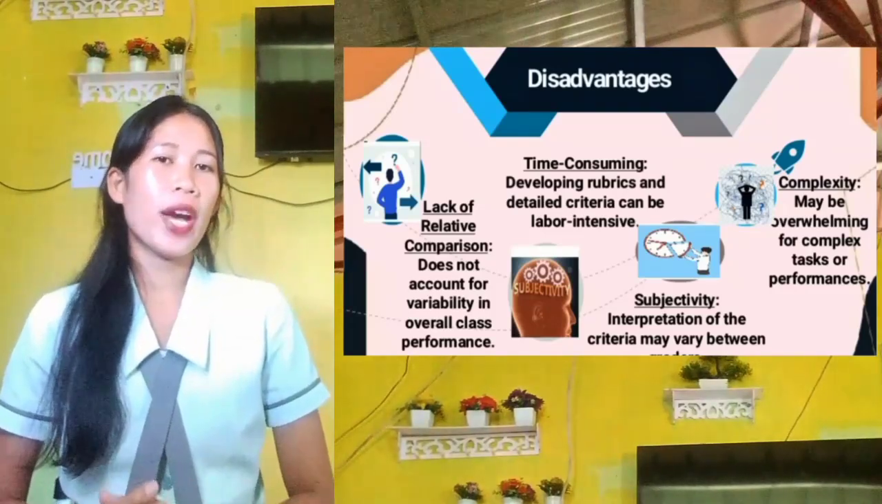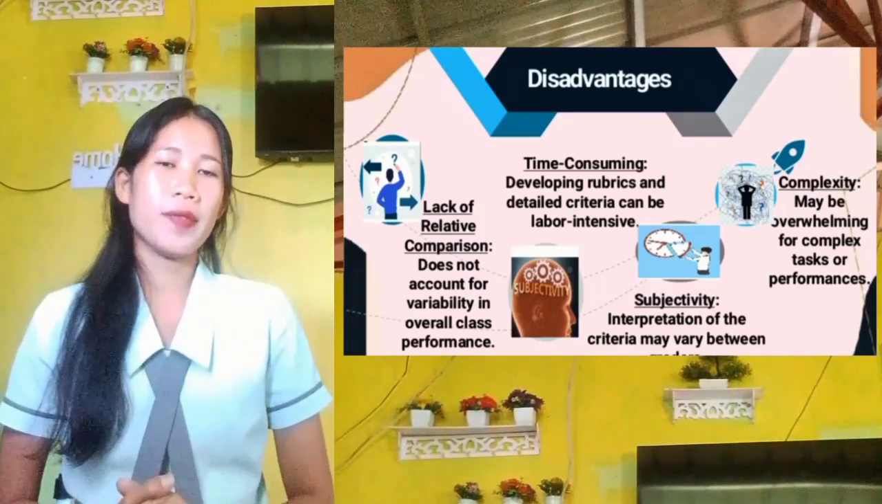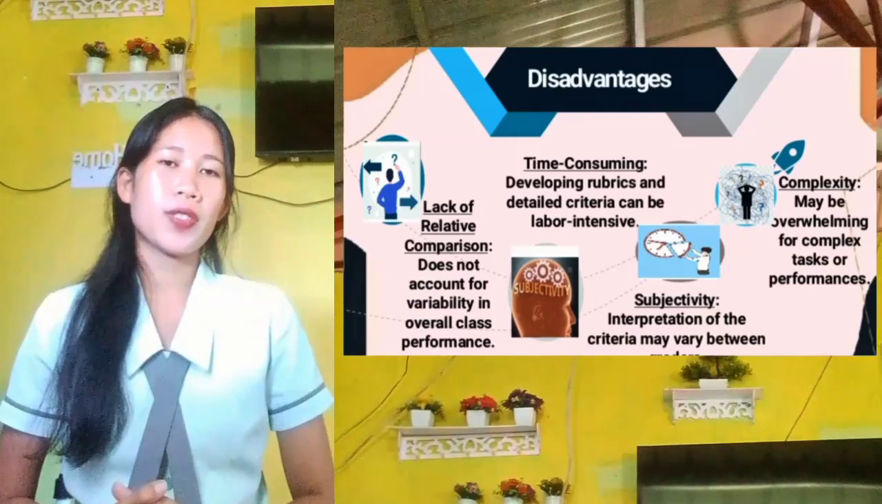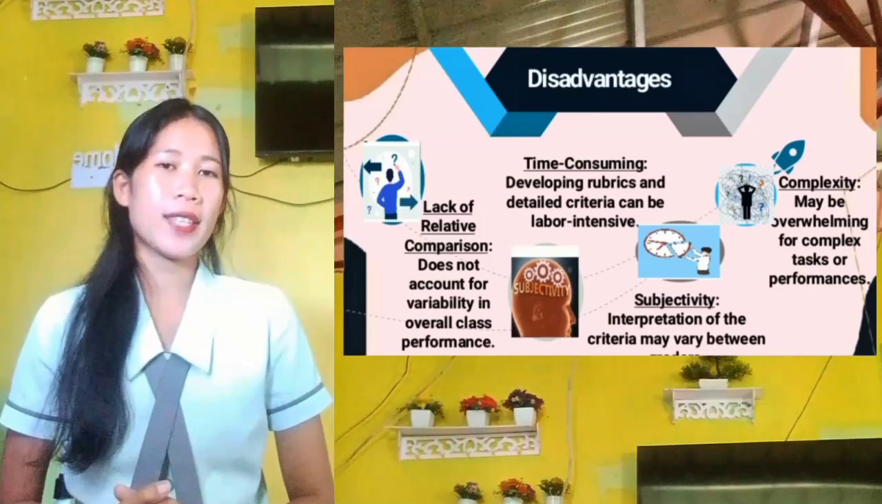This means that while a rubric may provide a detailed assessment of individual work, it may not effectively reflect how students' performance compares to their peers, potentially leading to a skewed understanding of their relative achievement.